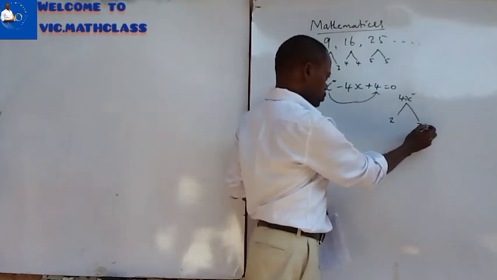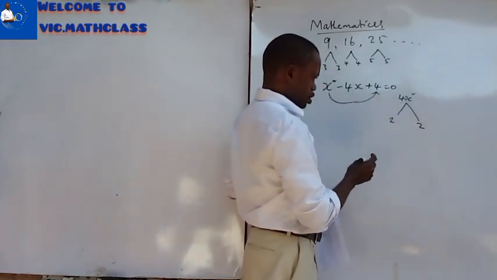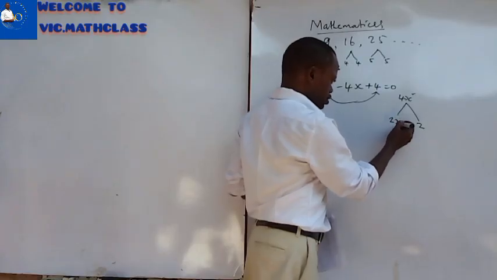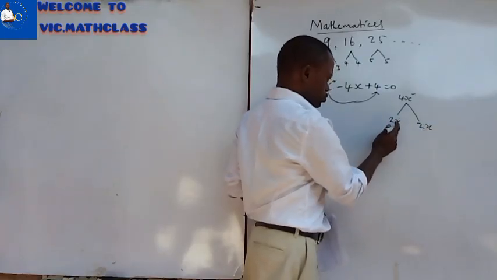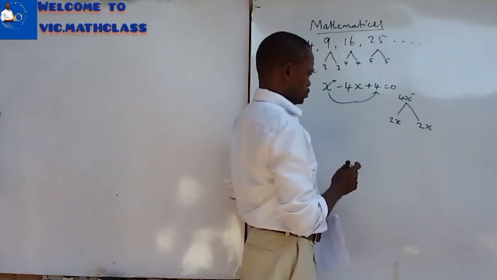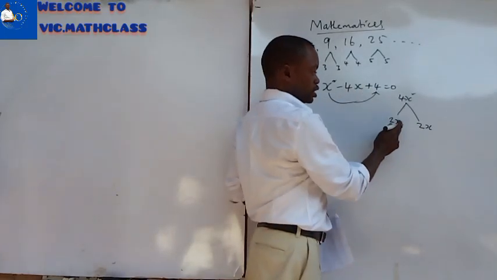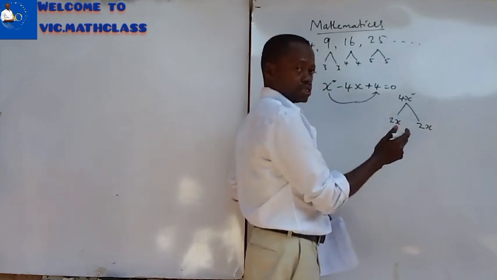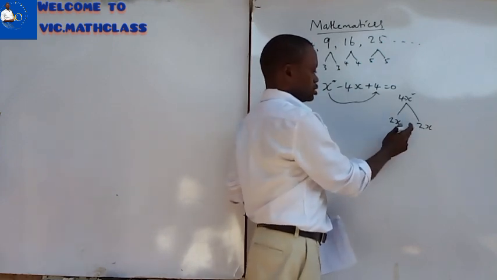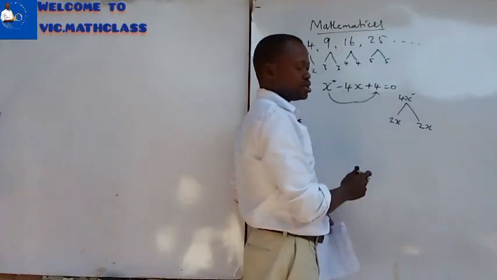Let me say two here. 2 times 2 will give me 4. And if I attach x here and attach x here, 2x times 2x will give me 4x squared. So, another thing, with 2x plus, we are saying the sum of this and this should give this. No, it's not going to do that.